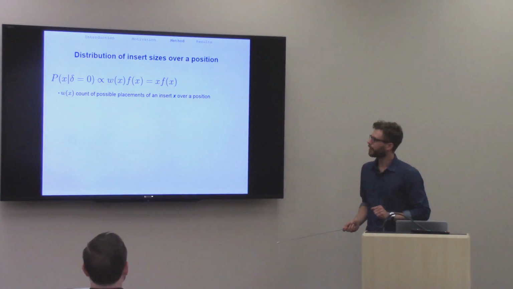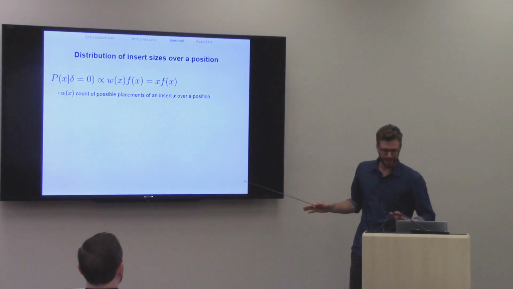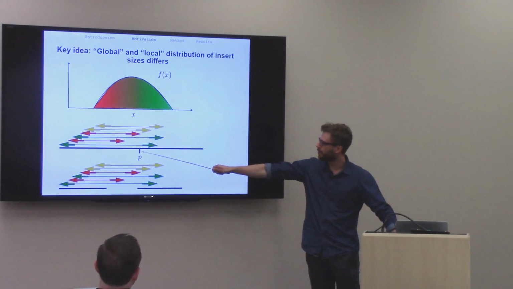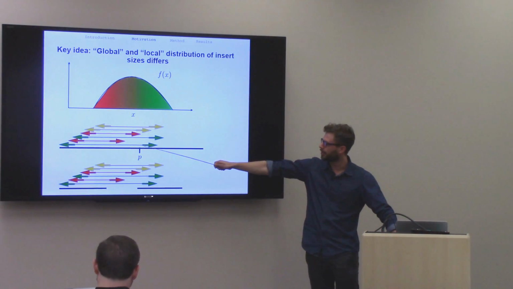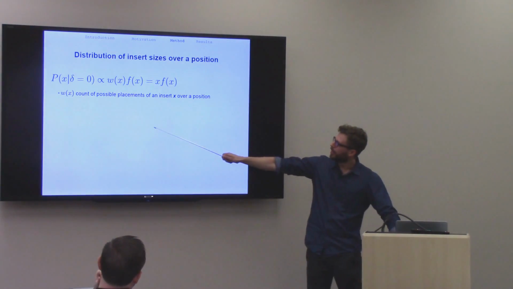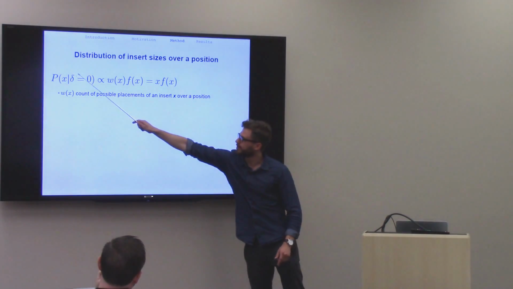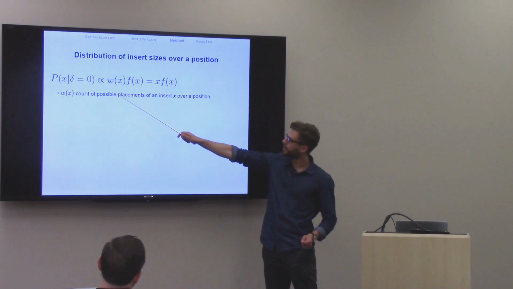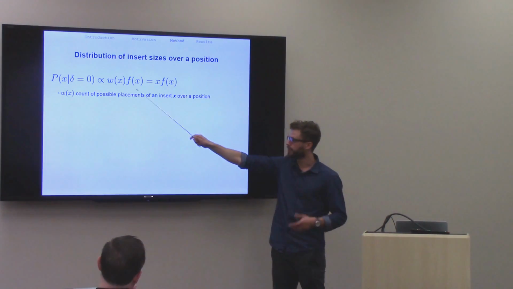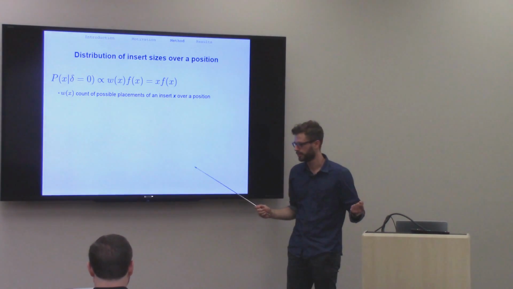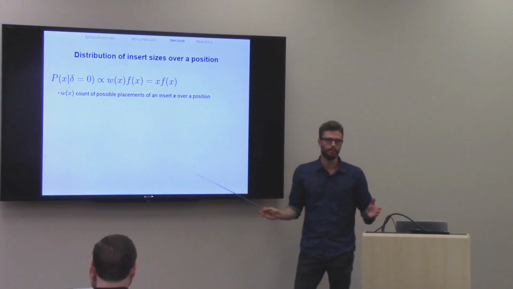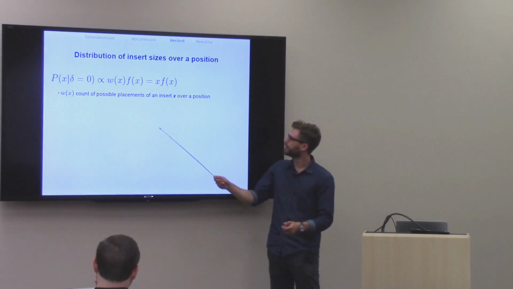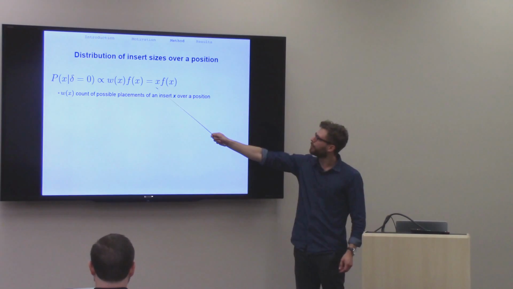For instance, I'll show you a very simple model in the simplest case. We want to model the distribution of insert sizes over a given position. This is a copy-pasted formula, which you can just ignore. This is the probability of insert sizes over a position. We claim that it's proportional to, first of all, the probability of drawing it from the initial insert size distribution itself, times some weight function, and you can make that as complicated as you want with Illumina GC bias, insert size length, and so on.